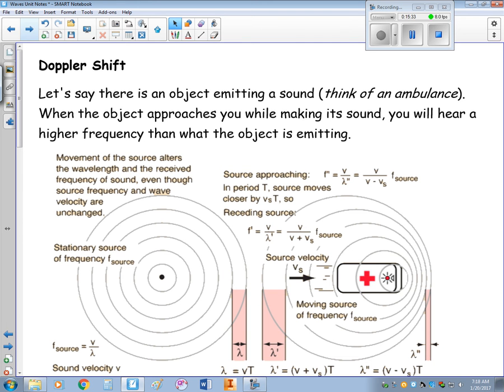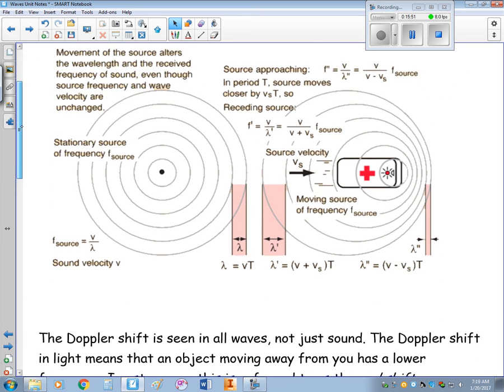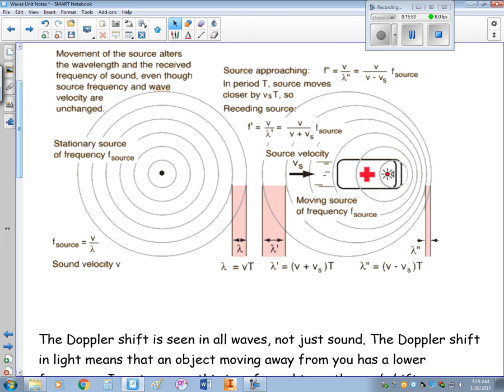The next topic I want to discuss is the Doppler shift. Imagine an object emitting sound, like an ambulance or a police car. When the object approaches you, making sound, you will hear a higher frequency than what the object is emitting. The reason for that: this first dot right here represents a stationary source. The sound wave is spreading out evenly in all directions, as you might expect.